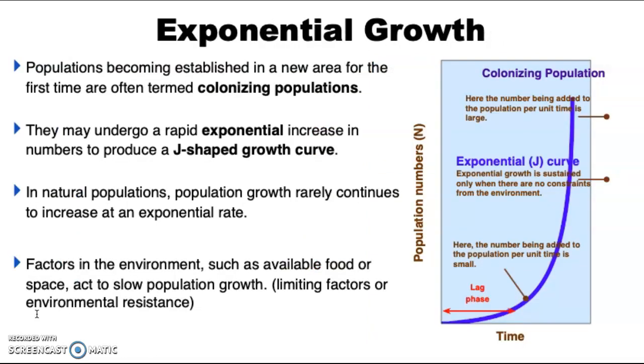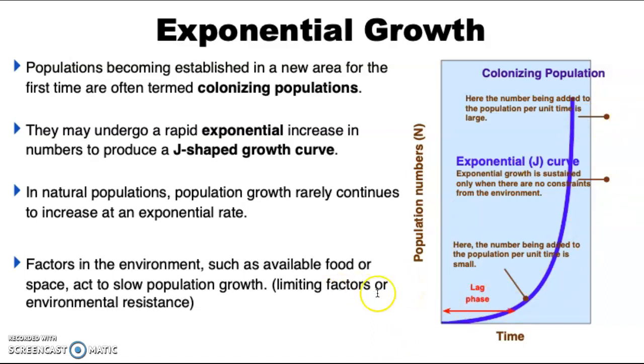When we look at how populations grow, typically a new population, a colonizing population, is going to experience exponential growth, and it's going to have this nice J-shaped growth curve here. This is only happening at the beginning of this population growth. It doesn't usually continue at an exponential rate. So as long as there's enough food, space, and other resources, the population is going to grow exponentially.